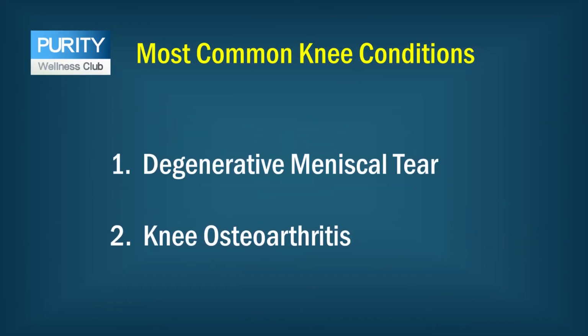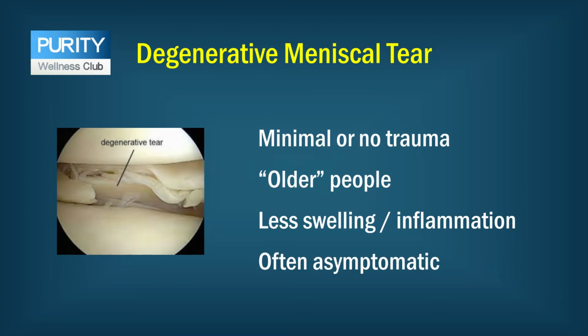The most common knee problems relating to degenerative conditions are: 1. Degenerative meniscal tear, and 2. Knee osteoarthritis. As we mentioned earlier, the meniscus is the shock absorber in between the femur and the tibia.